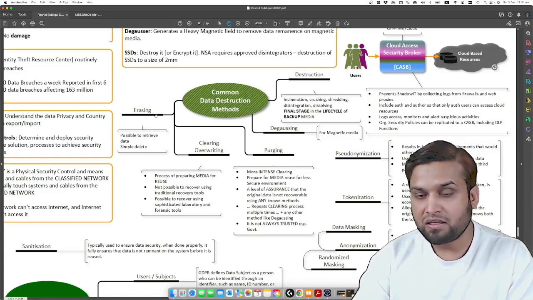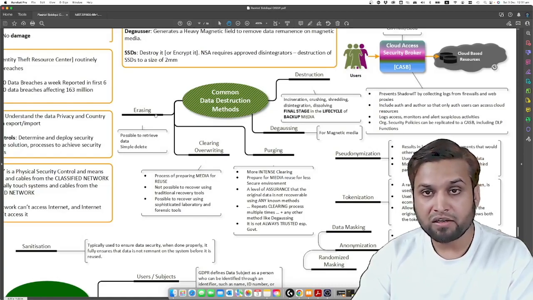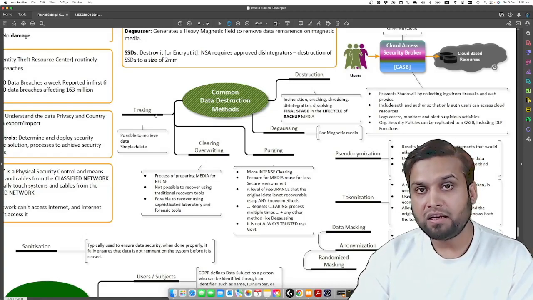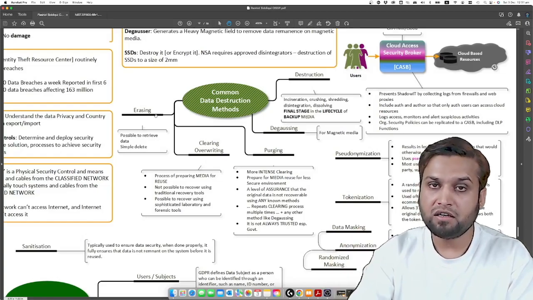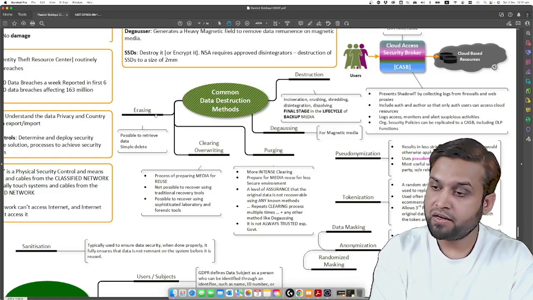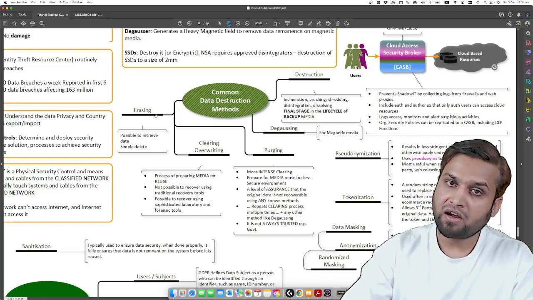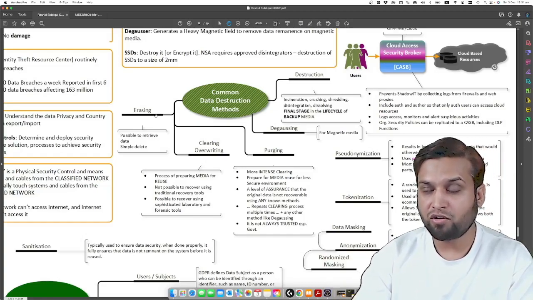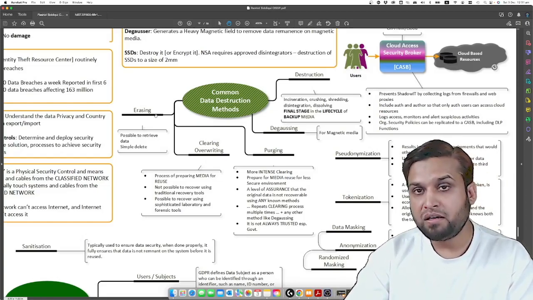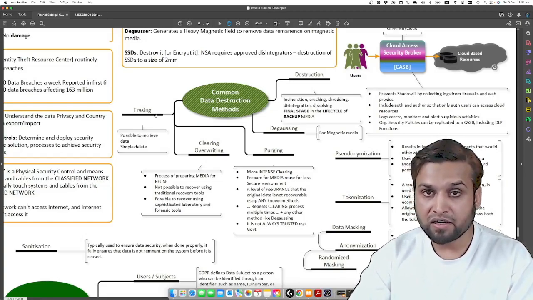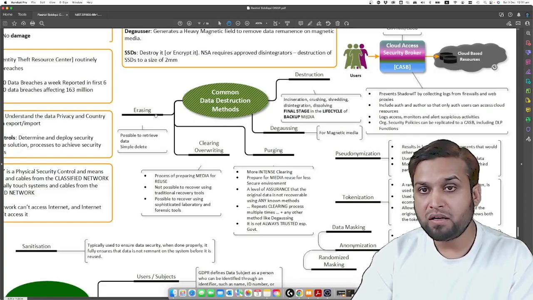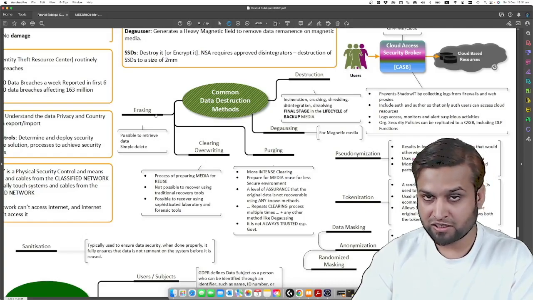There is a specification given by NIST, which is covered in NIST 888. There you will see the NIST recommended ways to destroy data. So these are the different techniques we should know, and they are explained very well in the NIST documentation. I recommend reading NIST 888. It is one of the NIST documents that is going to be very helpful in your CISSP exam.